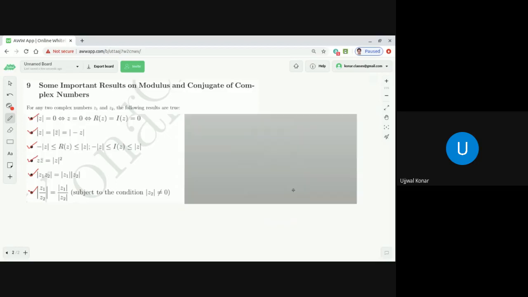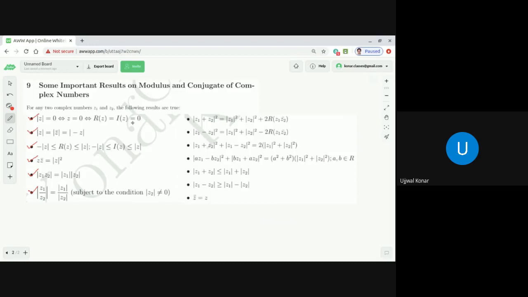So the next set of properties, dear students, as you see here, is that mod of z1 plus z2 square is equal to mod z1 square plus mod z2 square plus 2 real part of z1 into z2 bar. That is a conjugate. Similarly, mod of z1 minus z2 square is equal to mod z1 square plus mod z2 square minus 2 real part of z1 into z2 bar. Now, if we club together, then we get that mod of z1 plus z2 square plus mod of z1 minus z2 square is equal to 2 into mod of z1 square plus mod of z2 square.